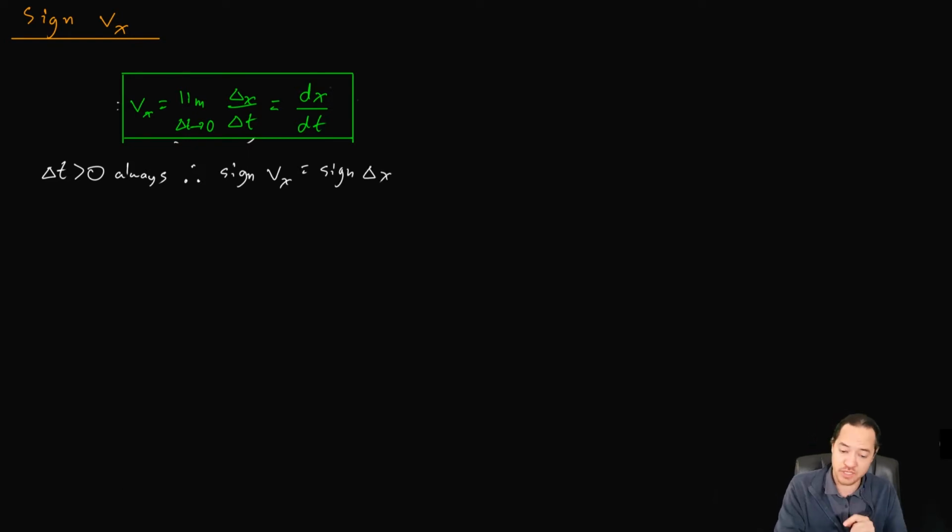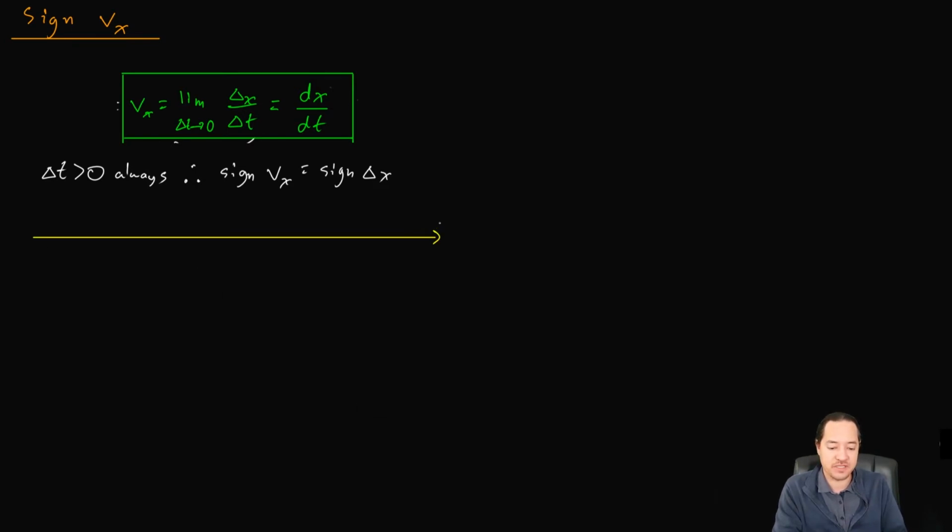And displacement could be positive or negative, right? And we can see this on an x-axis. So if this is the positive x direction, and we have, let's say, a particle over here, the particle could move from, let's say this is x1 to x2.